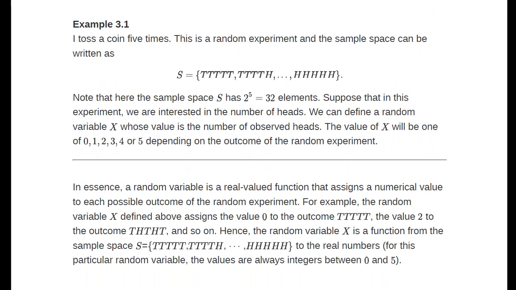Suppose that in this experiment we are interested in the number of heads. We can define a random variable X whose value is the number of observed heads. The value of X will be 1 of 0, 1, 2, 3, 4, or 5, depending on the outcome of the random experiment.